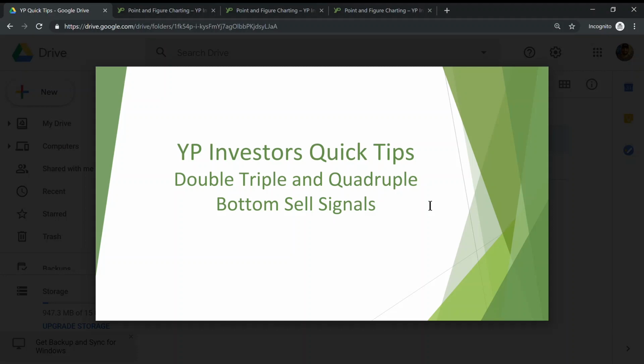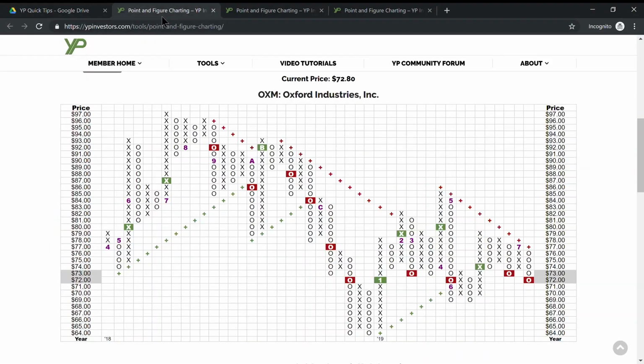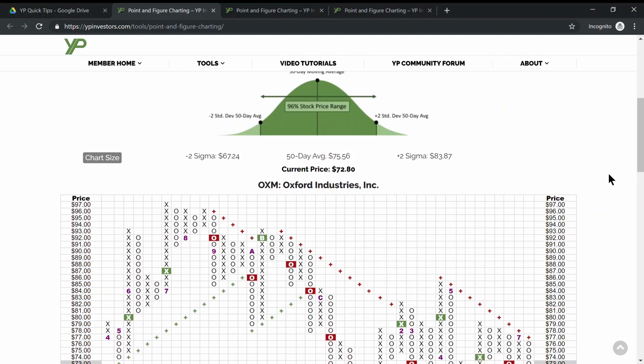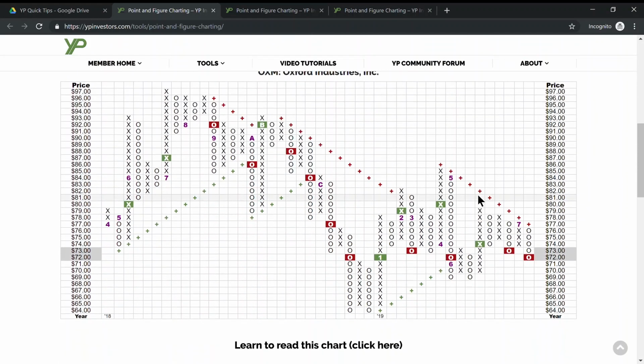Today we will be going over double, triple, and quadruple bottom sell signals. Let's start with the double bottom sell signal. So this page is the YP Investors point and figure charting tool. We have typed in the OXM stock symbol, and the YP Investors tool automatically generates this chart for us.